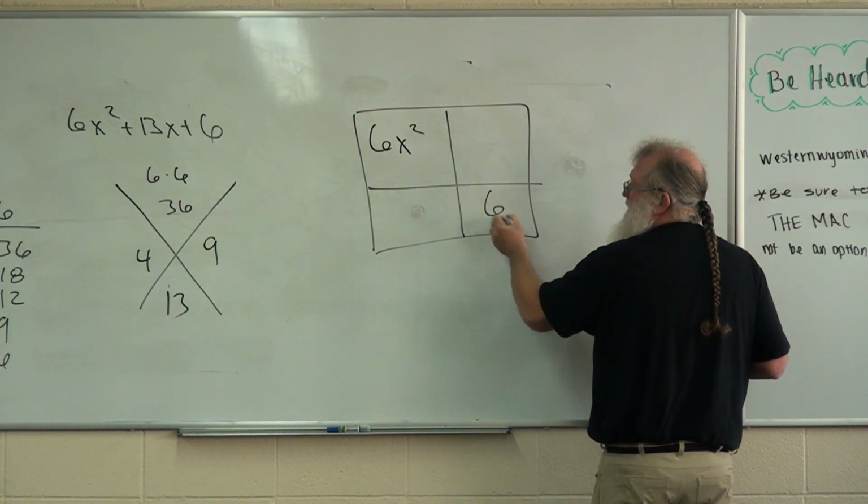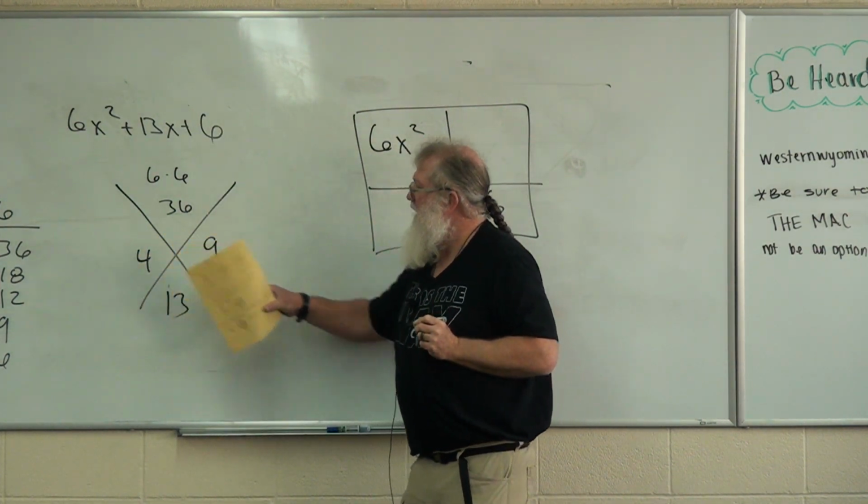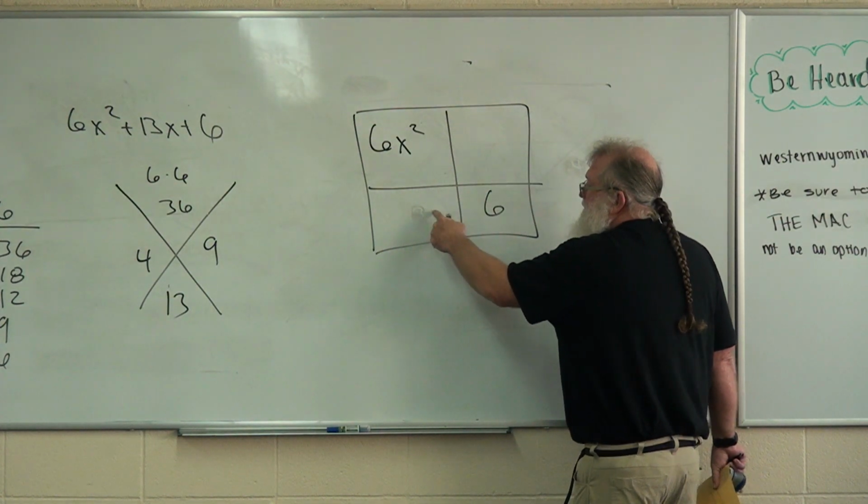We get our 6. Now it doesn't matter. You can put 4x plus 9x. I could put 4x and 9x. Or I could put 9x plus 4.